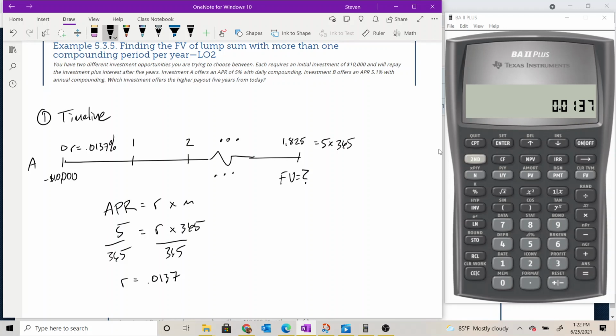We're just going to invest $10,000 today. It's going to earn interest for 1,825 days. And each day, we are going to earn 0.0137% interest on that $10,000.